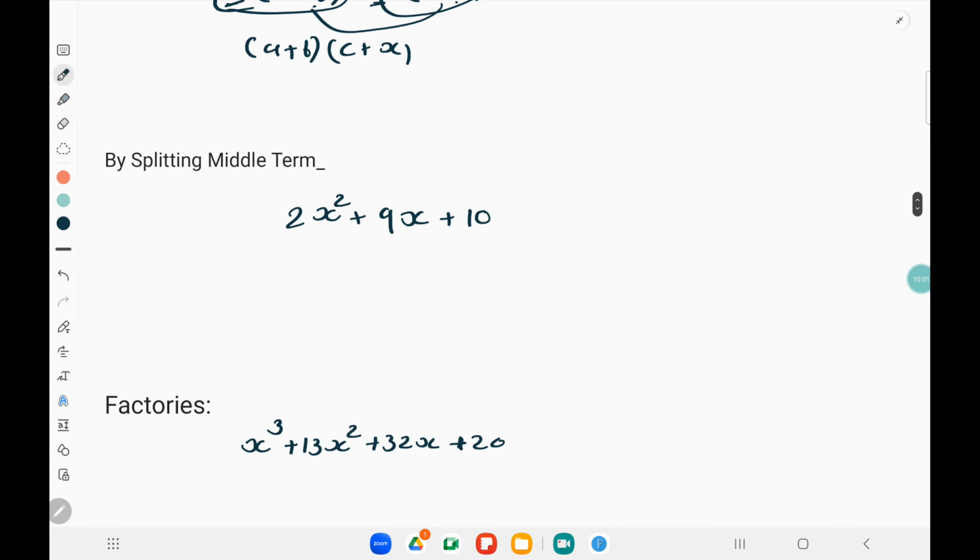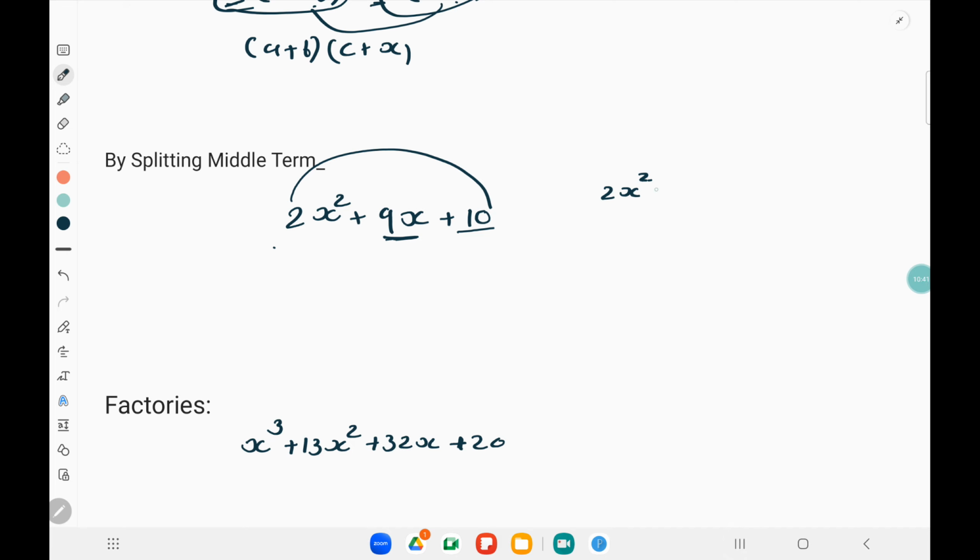Let's move on to the third method, by splitting middle terms, meaning this middle term we are going to split. If you are familiar with quadratic factorization, then this is the same method. To split this middle term, I will revise how we can do it. I'm sure you learned this in a previous class, but let's see it. First we multiply the first and third terms, the numbers and the constant. Not only the number, but we take the variable as well.